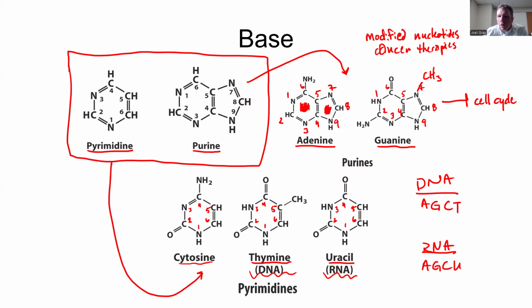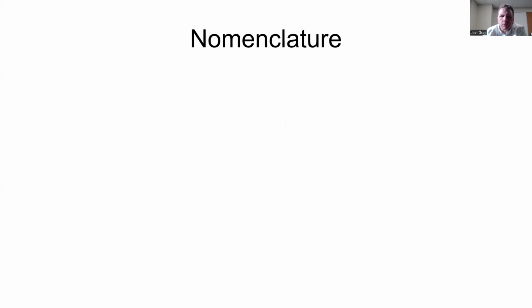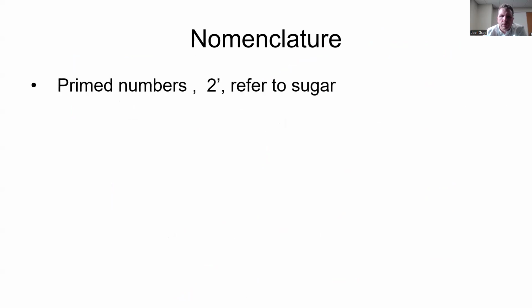Okay, so I want you to know the names and I want you to know the numbering of these atoms because a sort of question that I like to ask is I like to give a structure and say, where is this modification? This molecule's been implicated in cancer therapies. Where is it? Or which position is it? Okay, so now onto nomenclature.